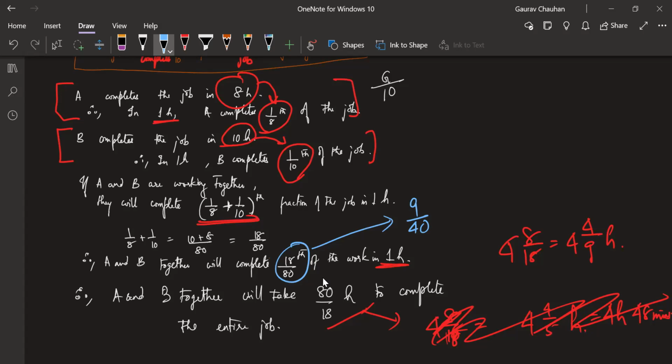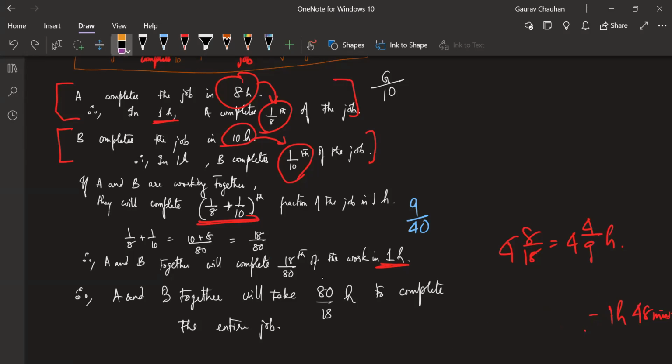Why? Sir, we'll do like. No, wait. Not getting you, Dikshit. Try to say it once again. Actually, complete your argument fully. I will not interrupt you. Go ahead, complete your argument. So I was saying 9 by 40 is the part of job done in 1 hour. So the whole job done will be 1 into 40 by 9, sir, which is equal to 4.44 hours.